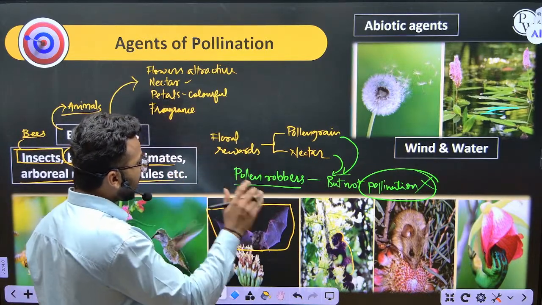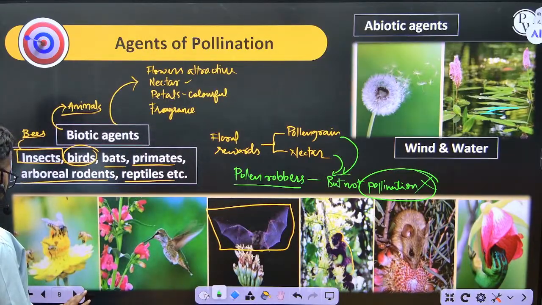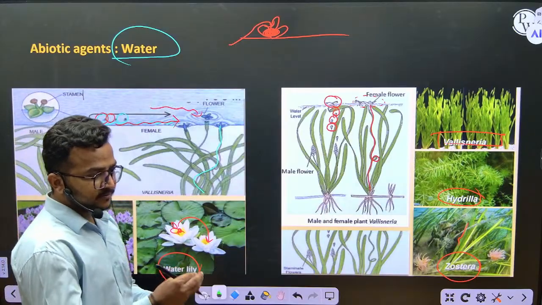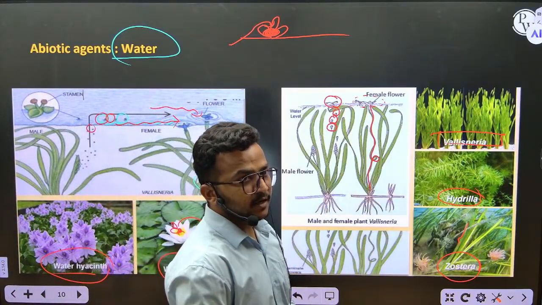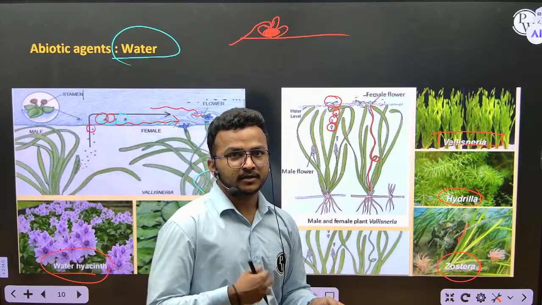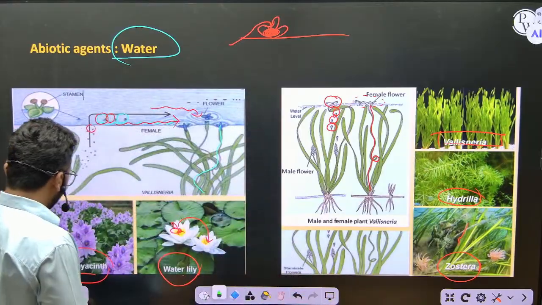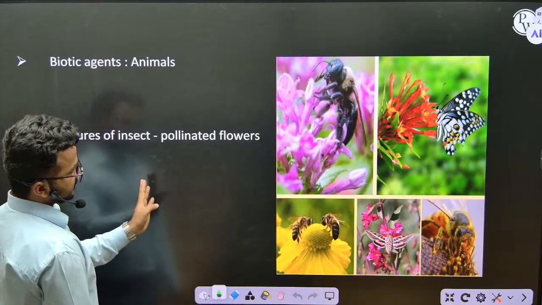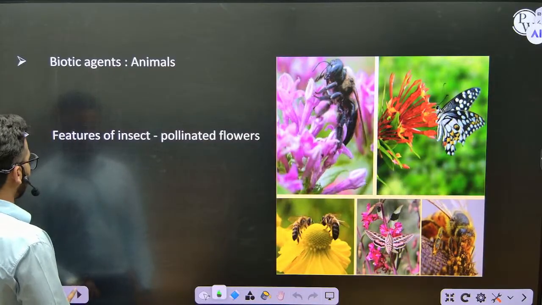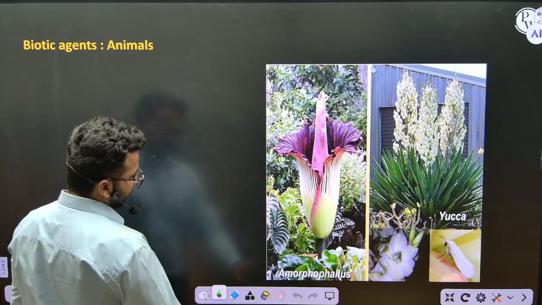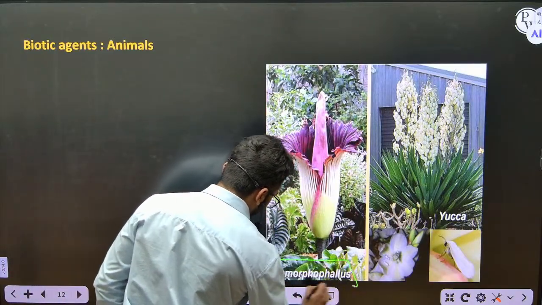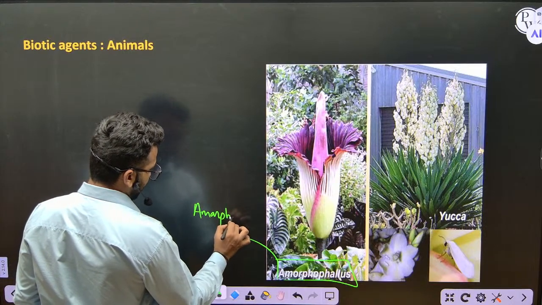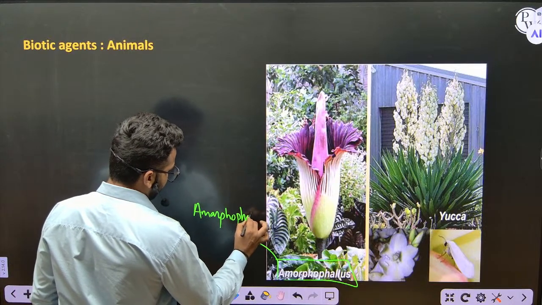And there are some groups of plants which give not only the floral reward of pollen grain or nectar, they also give a place to lay eggs. So for biotic agents, animals, insect pollinated flowers, you can take the example of Amorphophallus.